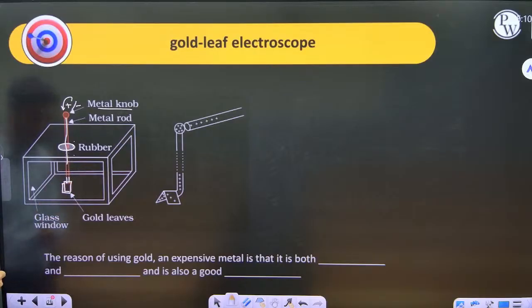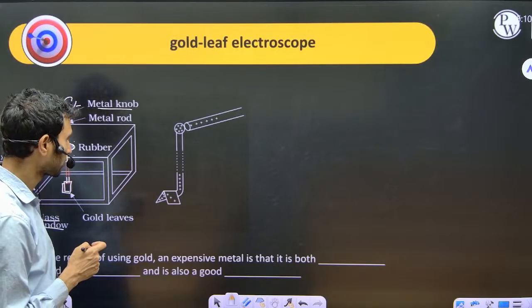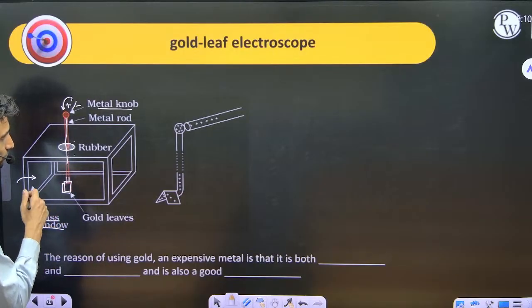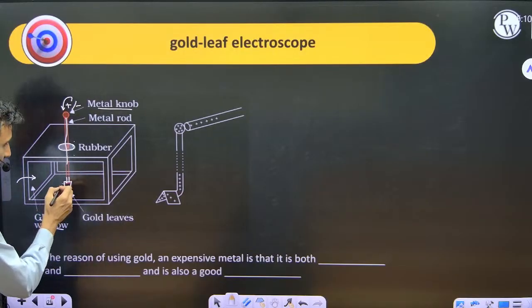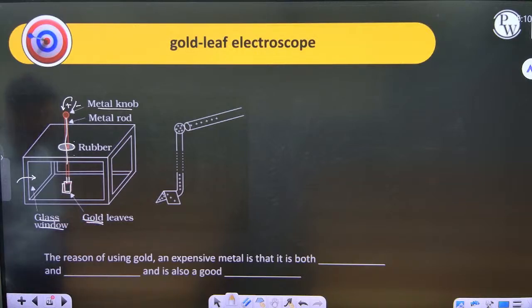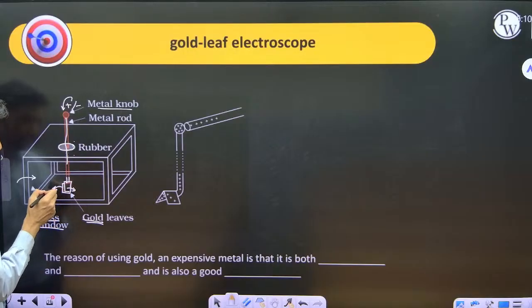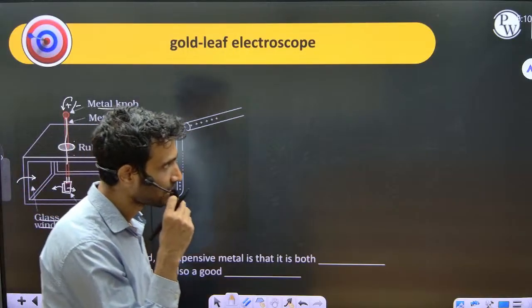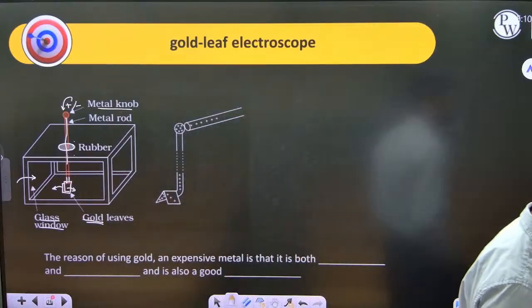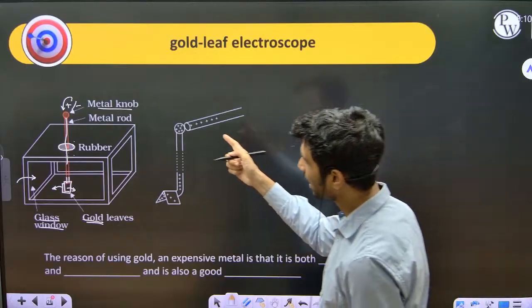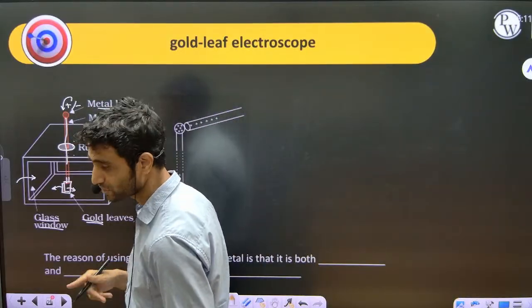There's a glass window we have put. Why have we put a glass window? So that air doesn't enter and disturb the metal sheets. And this sheet is made up of gold. We can give either positive or negative charge, and there will be some divergence, and since there is some divergence, that means we have given it some charge. That means the charges are present, that means some charges have been given to the metal knob. We can find that out if there is some divergence.